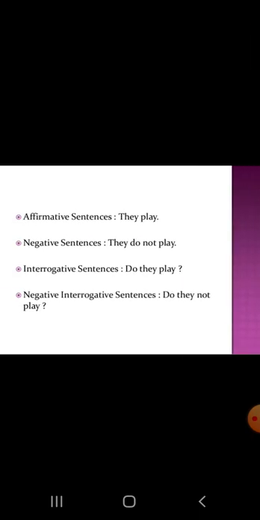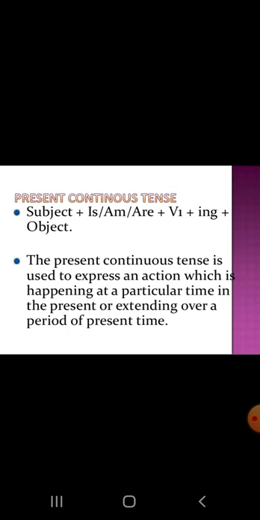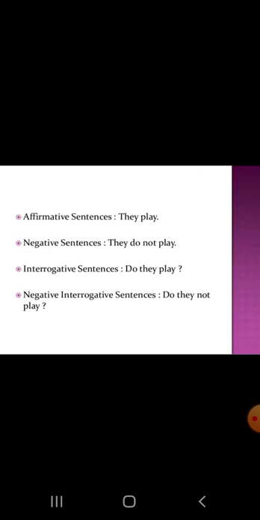Coming to the second type, that is present continuous tense. But before present continuous tense, I would like to tell you about affirmative, negative, and interrogative sentences. An affirmative sentence is the sentence we normally write, when it is stating a fact. You have done types of sentences.